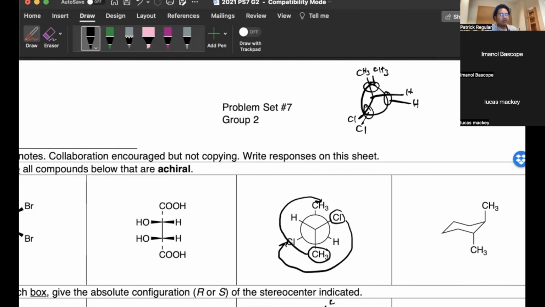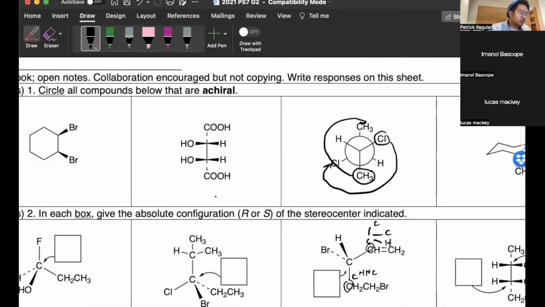And if they match up, then they're achiral. And from the looks of it, all three match up. So pretty good. Okay, so all three are achiral, and then I know the fourth one is chiral. Yeah, you're correct. And for number two, I just want to go over if I got it right.